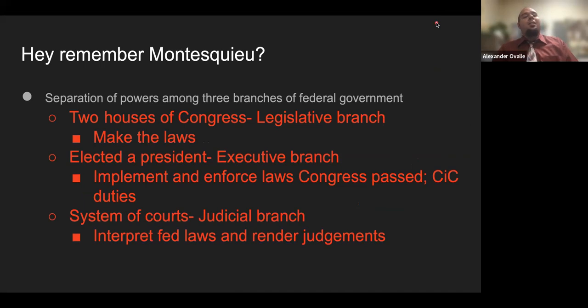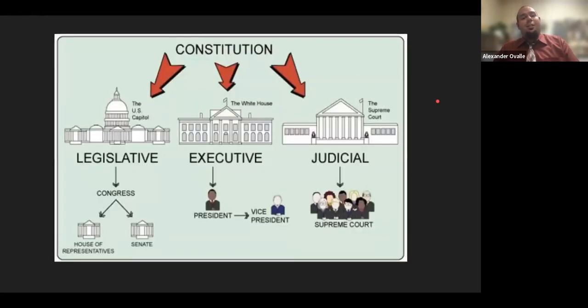Remember Montesquieu, separation of powers among three branches of the federal government. You have two houses of Congress making up the legislative branch. They make the laws. They elected a president, the executive branch, who implements and enforces laws Congress passed. Commander-in-chief, head of the army. And then there's also a system of courts, the judicial branch, who interprets federal laws and gives judgments. So here you got the three powers: legislative branch, House of Representatives, Senate; the president and vice president; and the Supreme Court.